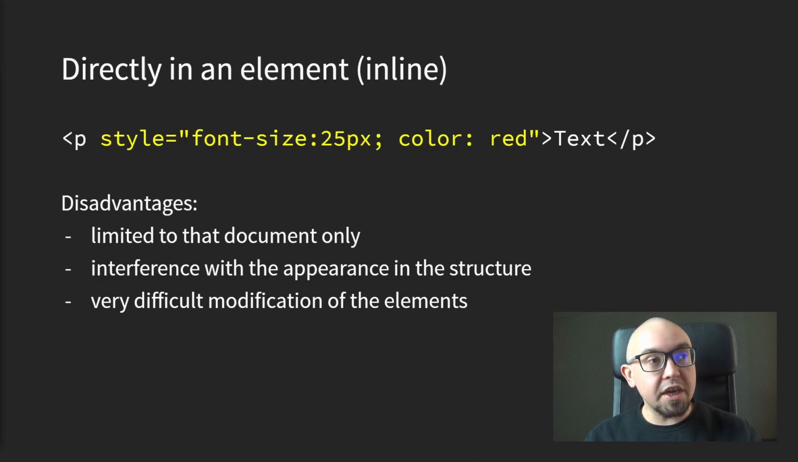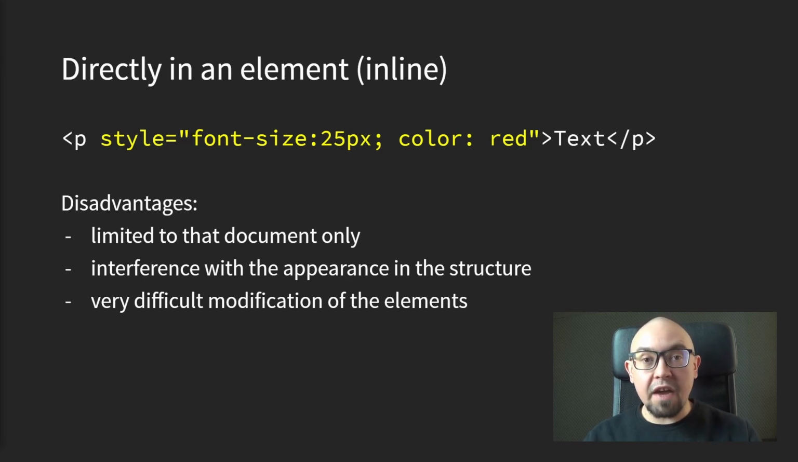The first way we can add CSS styles is to put them directly in the tag we want to style. How? With the style attribute. You already know the attributes such as class, ID, src, and href. Style is also such an attribute. With it, we can write CSS declarations directly in a specific element. The downside of this solution is that this style is limited to this one element only.